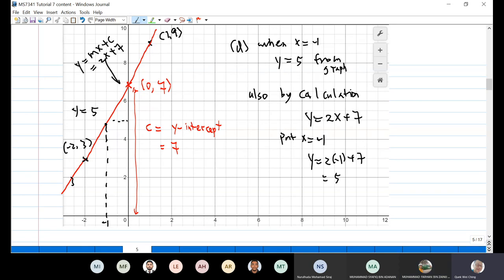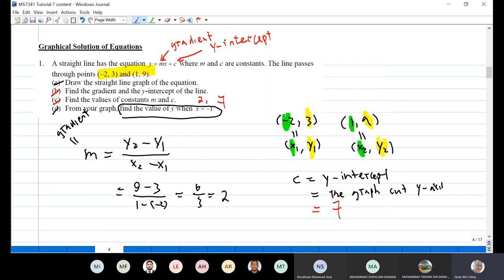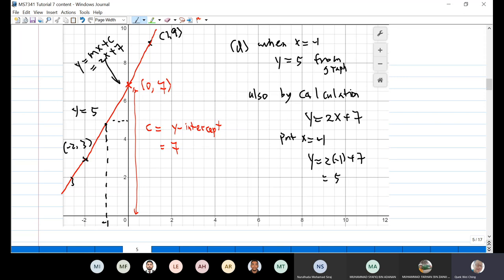Okay, so I'll go back. This is question one. How to calculate gradient, the meaning of M and C. And this is the graph. Okay, so this is how you answer question one, right? Okay, any message there?